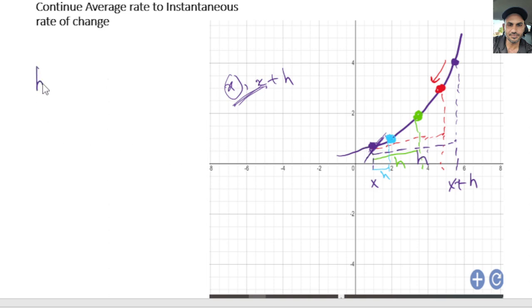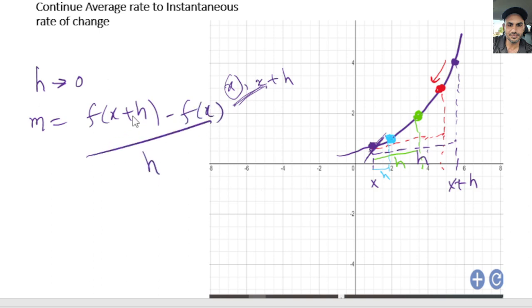So this is what instantaneous rate of change is. When h becomes very small, goes to 0, then the slope m equals f of x plus h minus f of x over h. So this was basically the formula that we calculated for the average line. So h becomes very, very small, and then this whole thing goes from an average rate of change to instantaneous rate of change.